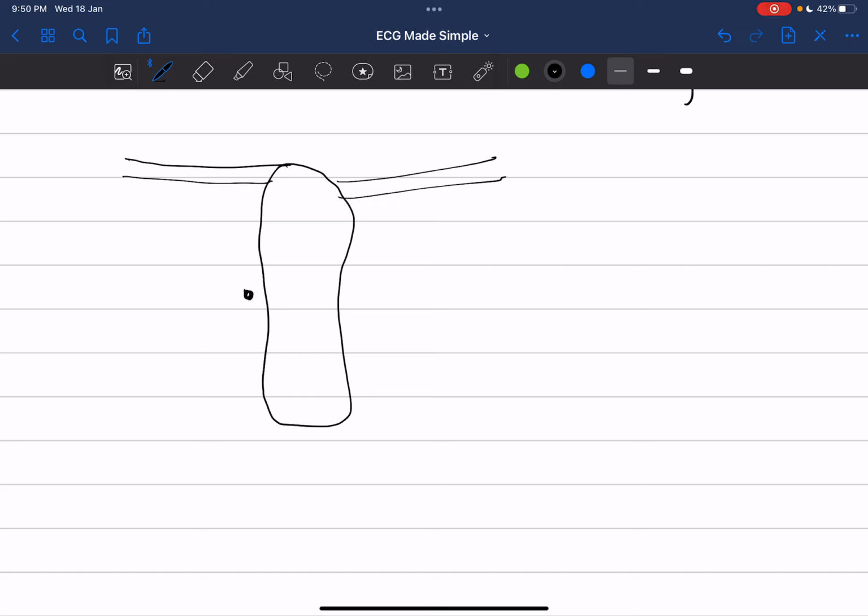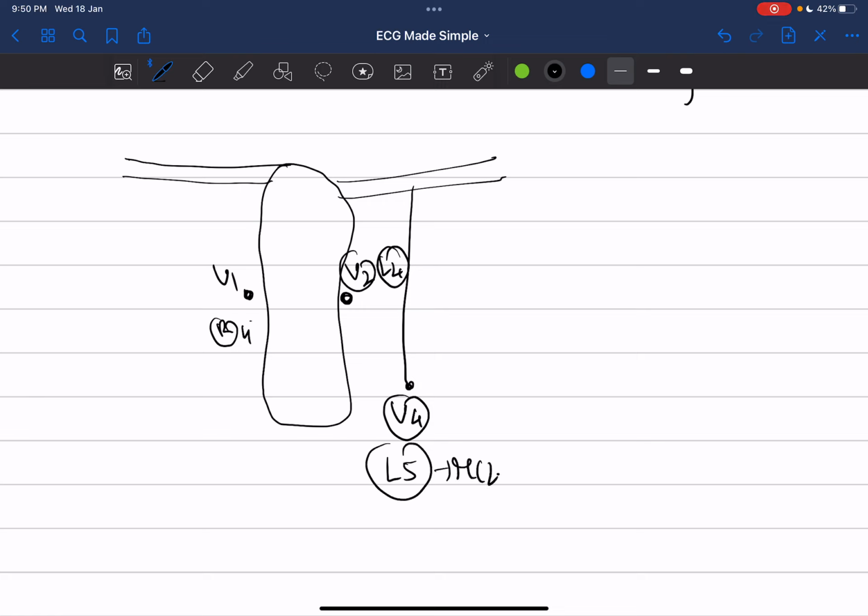V1 should be in the right fourth intercostal space, and V2 should be in the left fourth intercostal space. Then V4 should be in the left fifth intercostal space in the mid clavicular line, and V3 is between V2 and V4, so you place the V3 lead there. Then V5 is in the anterior axillary line, the same left fifth intercostal space, and V6 in the mid axillary line.